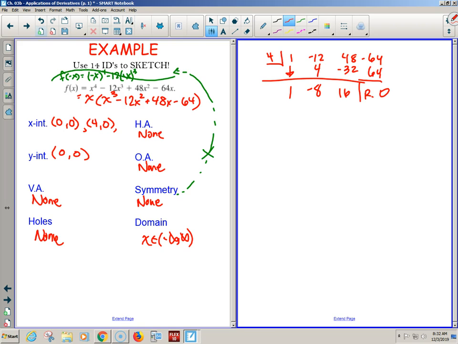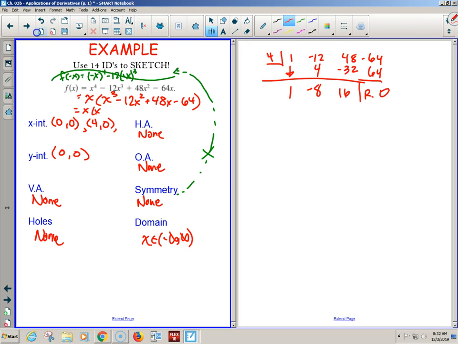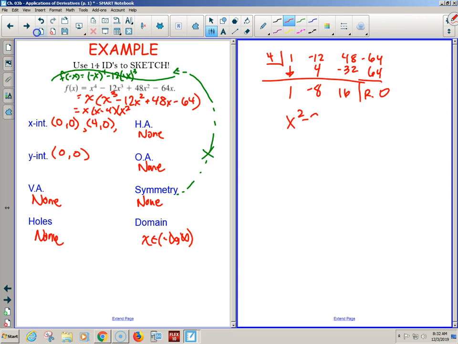So, guess how I can rewrite this? x times x minus 4 times x. Wait, hold on. Is this something I can maybe factor more? Yeah.